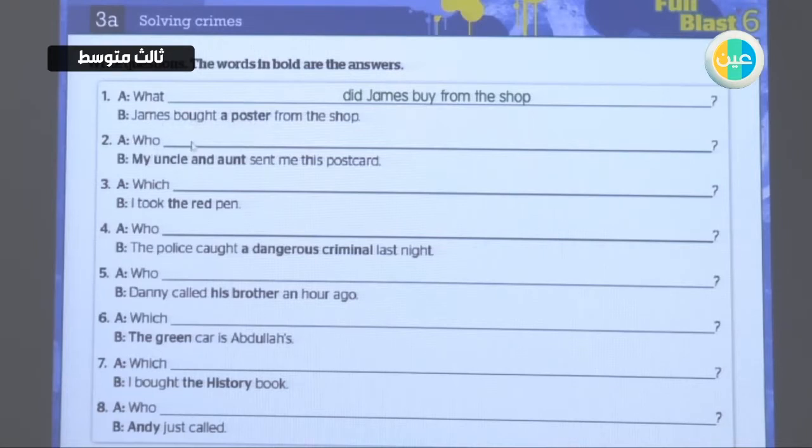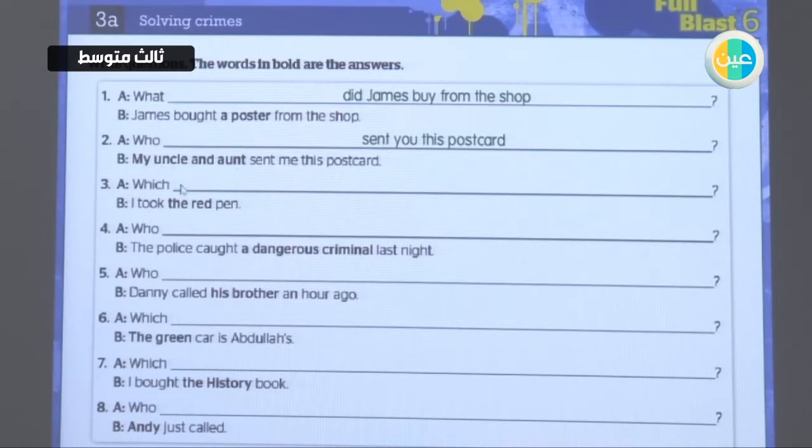The second one, who? My uncle and aunt sent me this postcard. So we're asking here about my uncle and aunt. Is it a subject or an object? Okay, so the answer will be, who sent you this postcard? So we use the WH word plus a verb. Why? Because we're asking about the subject.